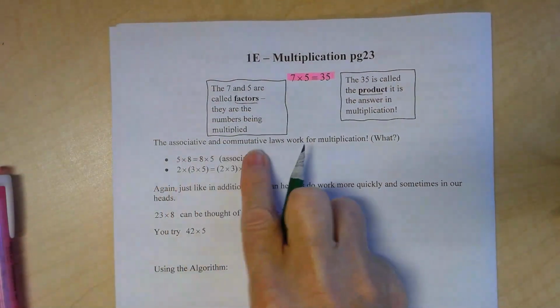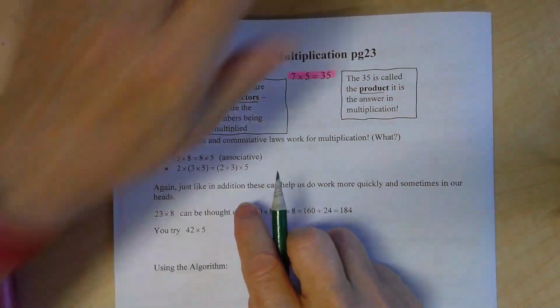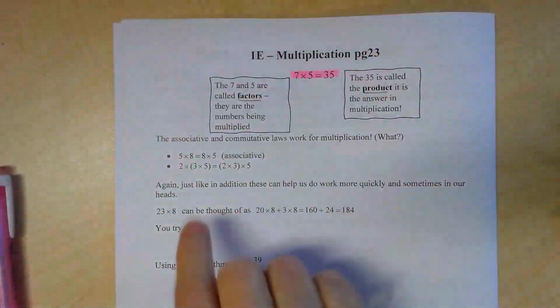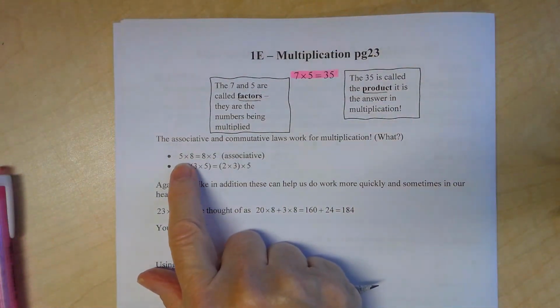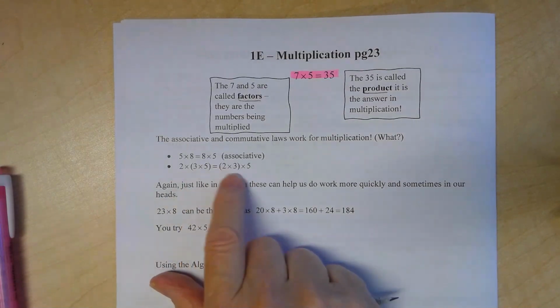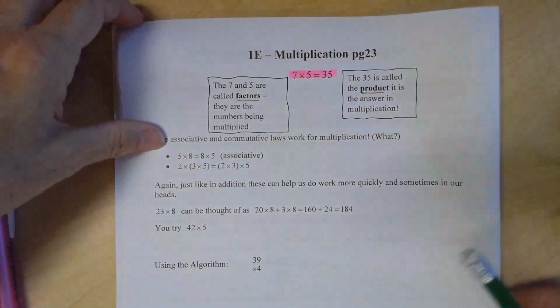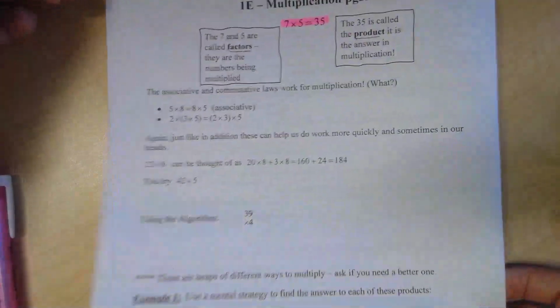The associative and commutative laws work for multiplication. What does that mean? That just means that I'm allowed to multiply in any order that I wish. So 5 times 8 is the same as 8 times 5. And I'm allowed to group the numbers in any order that I want to multiply. Not division, but addition and multiplication work that way.